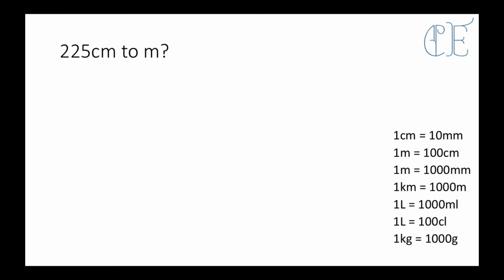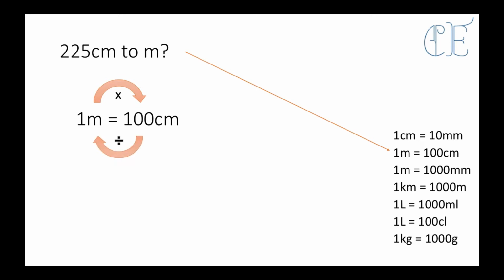Okay, feel free to pause the video before I do this one if you want to have a go. Okay, if you have paused the video and had a go, let's have a look. So we are going to use this conversion here. 1 meter is 100 centimeters. I'm going to draw that out with my arrows and my times and divide. And then I'm going to look at my question and think, well, I have 225 centimeters and I need to know what that is in meters. So on this side, 225 centimeters divided by 100.